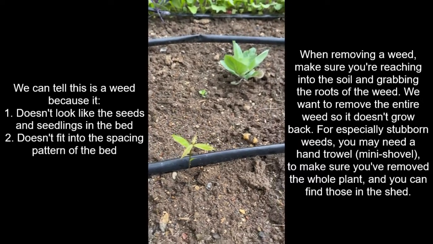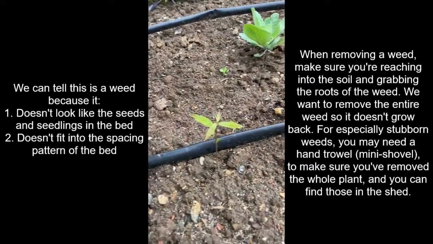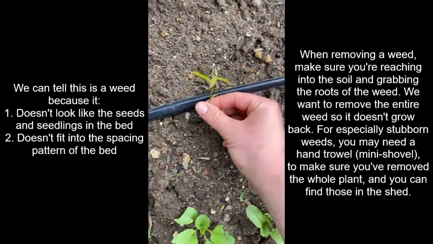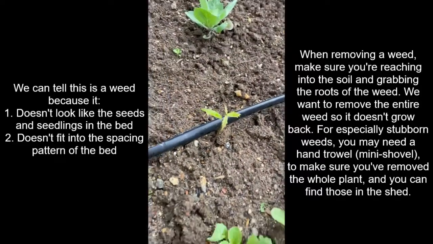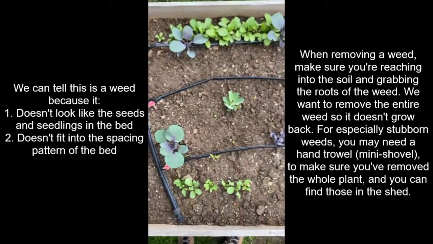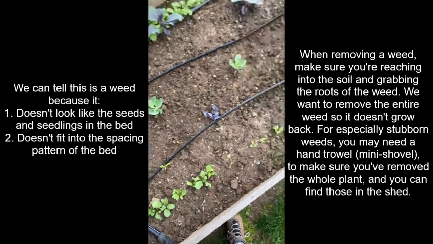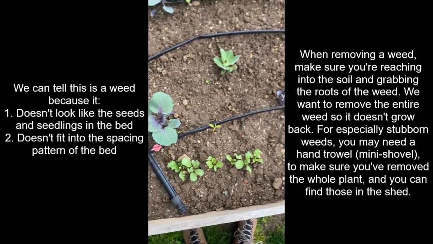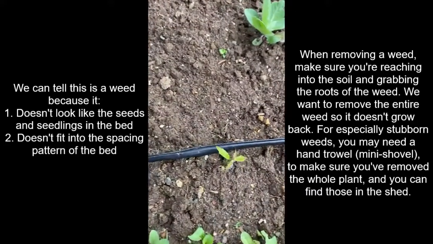I do not at this point have the knowledge of exactly which weeds all of these are called, but you can see that this plant does not look like this plant or this plant or this plant, and it's also kind of in an awkward spot. It's not where one of the seedlings should be as far as its spacing in the rest of the bed, and it doesn't look like a seedling, and it's not planted on the edge of the bed on the long end. So we can go ahead and assume that that is a weed.